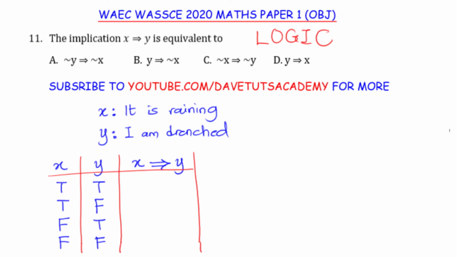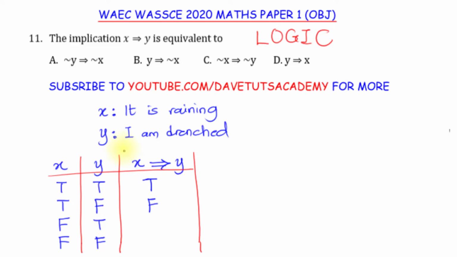Now, this is what is going to happen. Looking at this definition that we're having, if it is raining, okay, if x, then I am drenched. Of course, that is true. So if x, then y is true, okay. If it is raining, then I am not drenched. That is not possible. If it's raining and I'm in the rain, then definitely I'm going to be drenched. So this particular case will have to be false, okay.